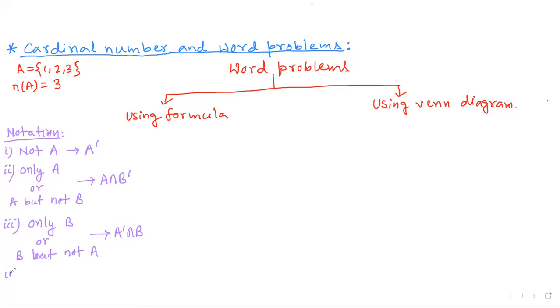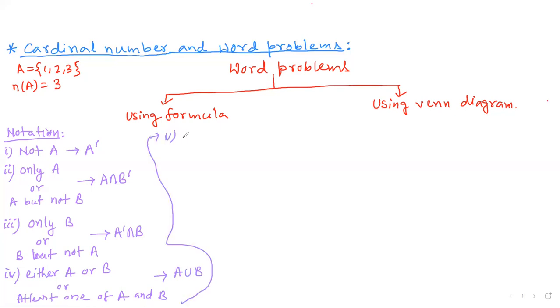Now coming to the fourth notation. The fourth notation is either A or B, or in another language we can say at least one of A and B. That means we can use the notation A union B. Now the next notation is called A and B. For A and B, we can apply the notation A intersection B. Next notation, neither A nor B. For neither A nor B, we can use the notation A dash intersection B dash.